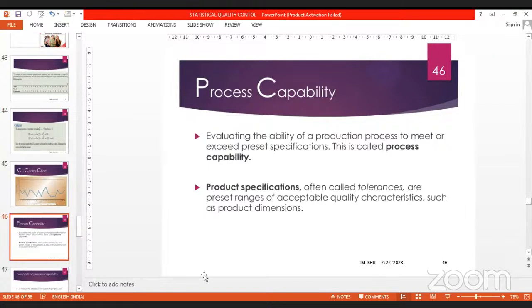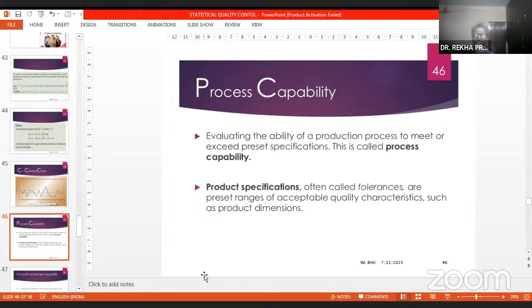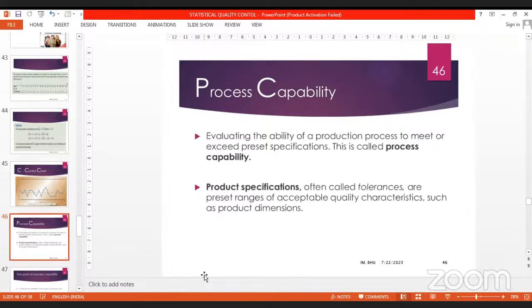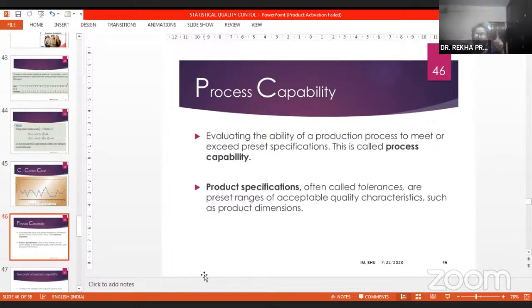Read this. Process capability. Evaluating the ability of a production process to meet or exceed preset specifications. This is called process capability. Product specifications, often called tolerances, are preset ranges of acceptable quality characteristics such as product dimensions. जैसे आप अपना एक प्रीसेट बनाया कि हमें इस डायमेंशन का बनाना है, तो देखना है कि आपका जो प्रोसेस है whether it is within that range or it is going beyond that.